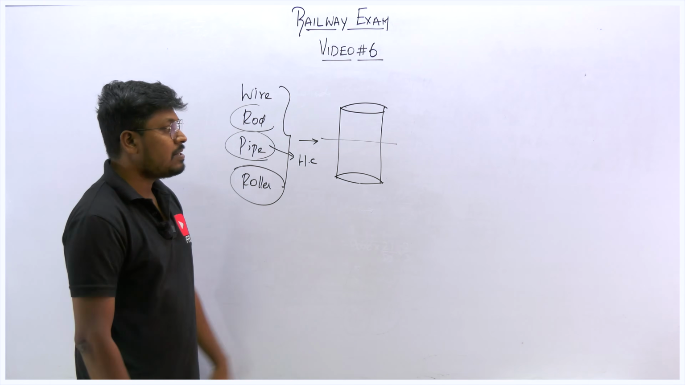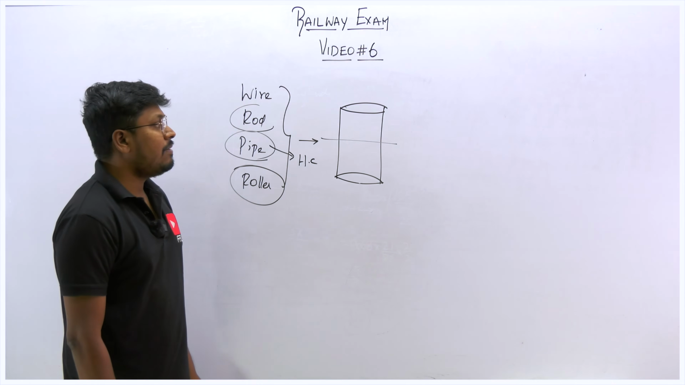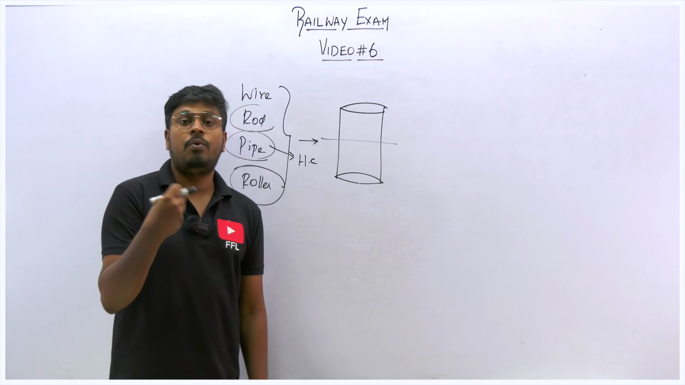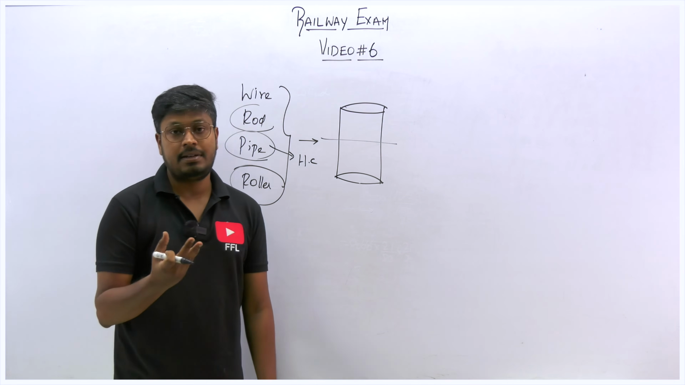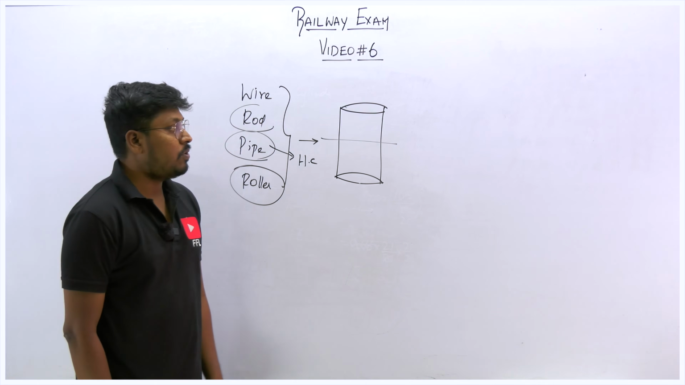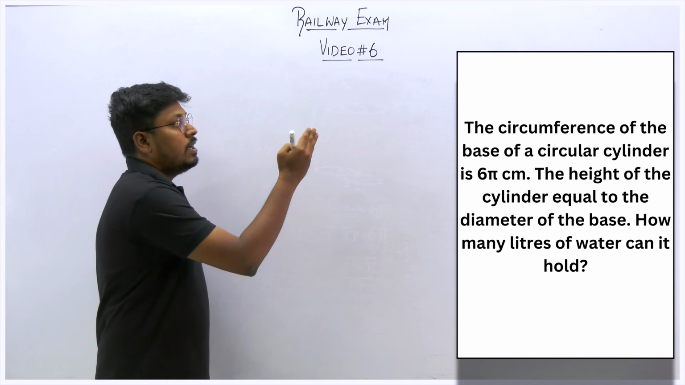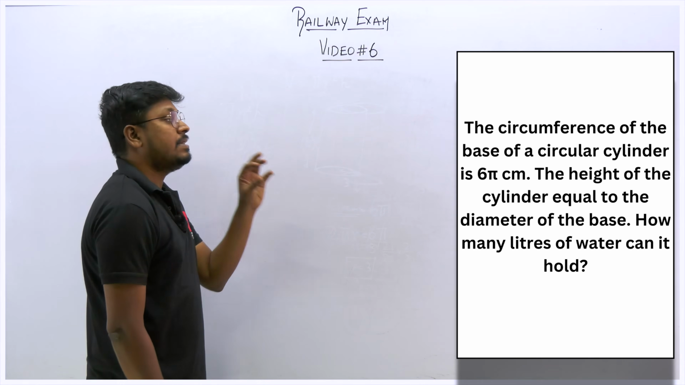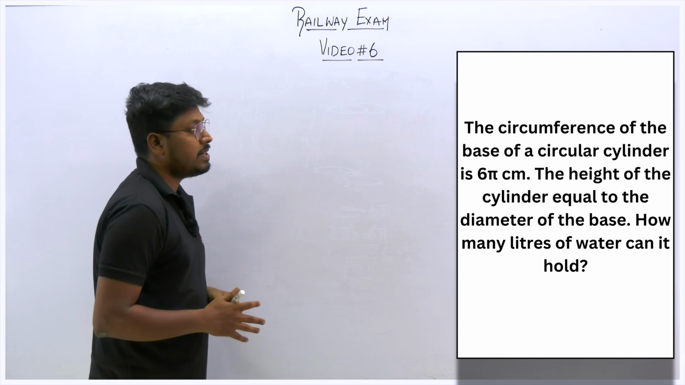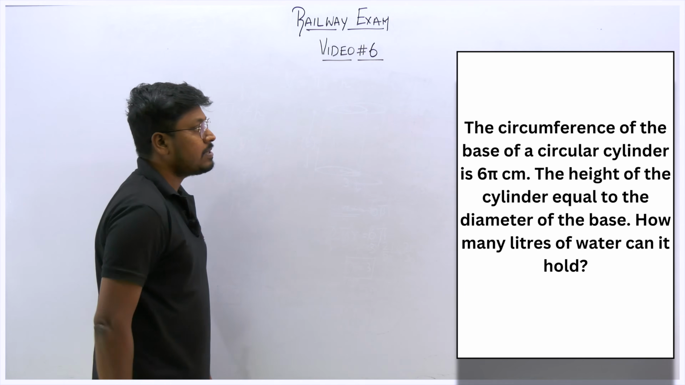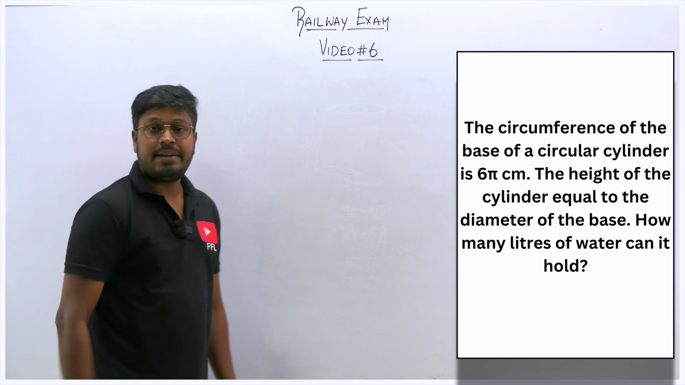So that's it, only 3 formulas, and here I'm not going to solve any easy question, just all the 4 different questions that I have picked from cylinder I will be solving in this video. So now let me move on to all the 4 questions based on a cylinder. First question: the circumference of the base of a circular cylinder is 6 pi centimeter. The height of the cylinder is equal to the diameter of the base. How many liters of water can it hold?